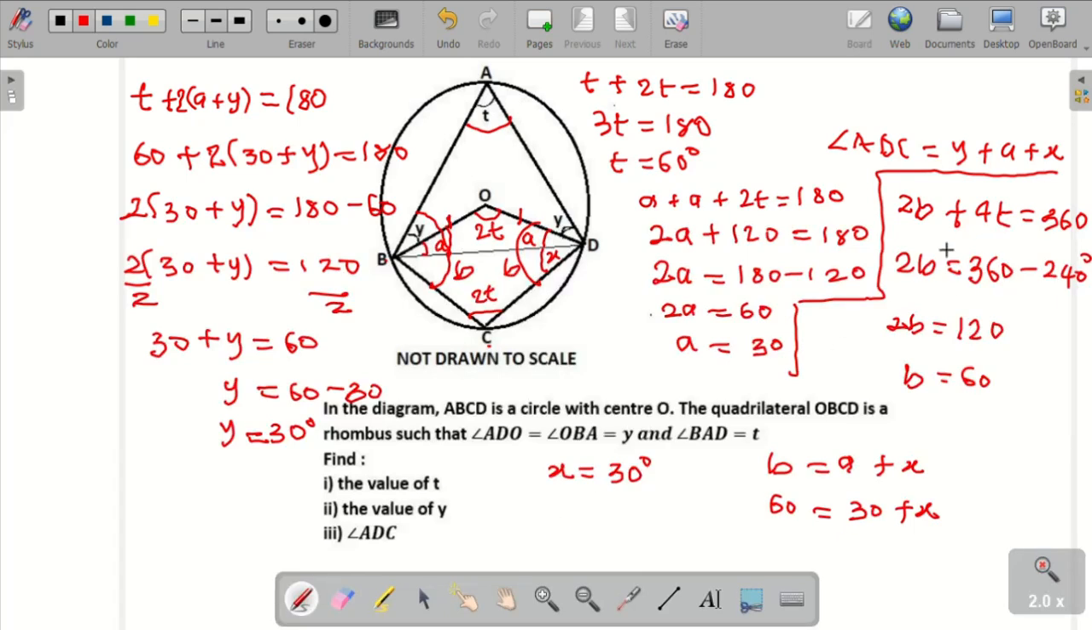So with that, we can conveniently find the value of angle ADC. Like I mentioned, ADC is made up of the sum of Y plus A plus angle X. So we are talking about this angle here and this angle here. That is angle ADC. If we add them together, angle ADC: Y is 30, A is 30, and X is also 30. If they are added up, eventually the value of angle ADC is equal to 90 degrees. So this is how to resolve this question.